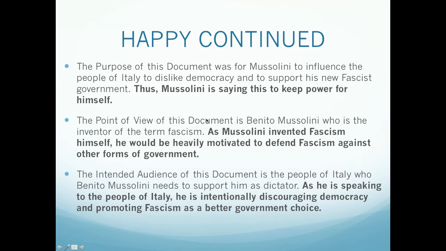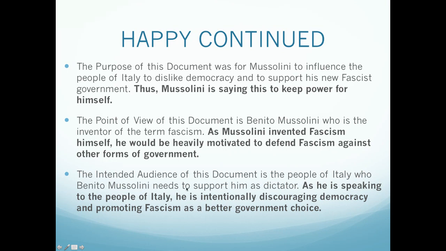Point of view. The point of view of this document is Benito Mussolini, who is the inventor of the term fascism. As Mussolini invented fascism himself, he would be heavily motivated to defend fascism against other forms of government. Aha. So I know a little bit about Benito Mussolini here. I know he coined the term fascism. That might help explain why he would be defending it right here, right? So that's explaining it further.